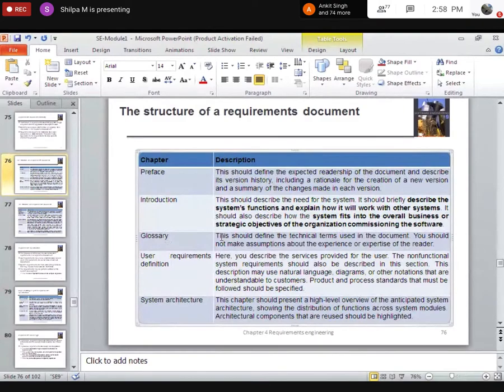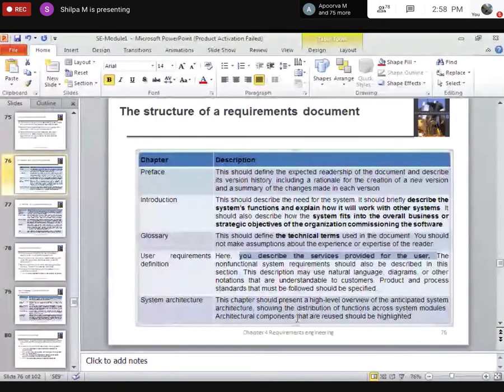Glossary is nothing but technical terms. There are certain important terms that you will be using, right? So all those will be given within the glossary. User requirements describe the services provided to the user. All that we said as requirements is given in the document here, but it is fitted properly within the headings, so that nothing is missed and it is ordered and formatted.